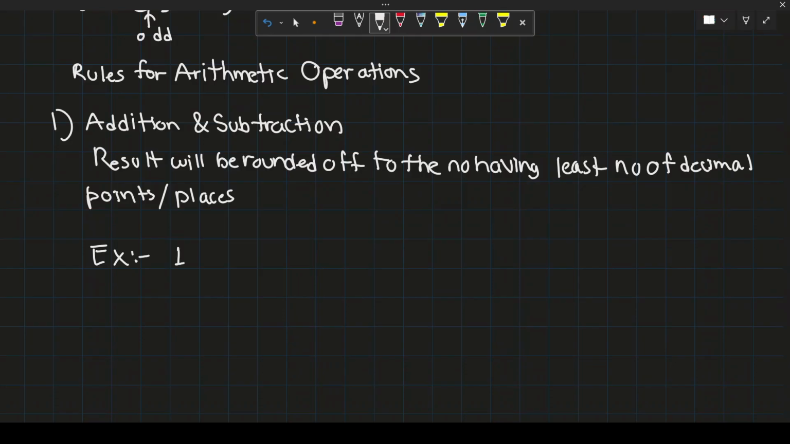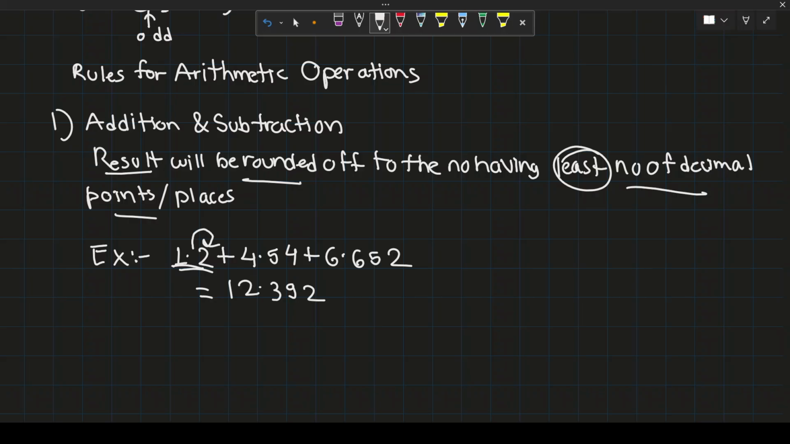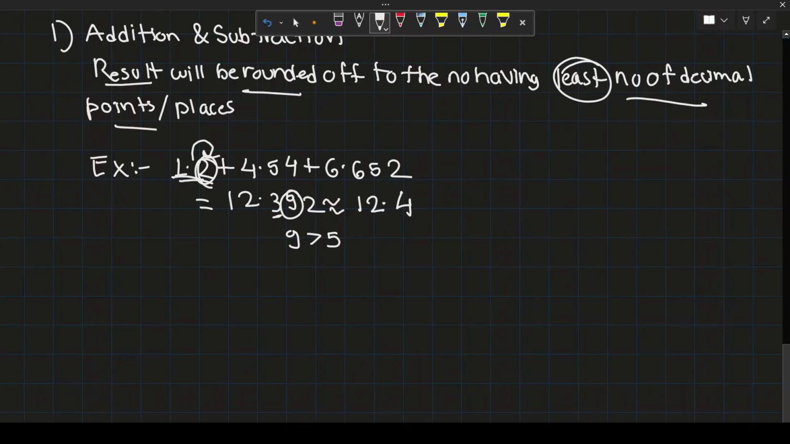Let's say we have 1.2 plus 4.54 plus 6.652, which comes out to be 12.392. What the rule says is the result should be rounded off to the number having least number of decimal points. As you can see here, 1.2 has the least number of decimal places, which is only 1. So this would be rounded off to 12 point. As you can see, the number after 3 is 9, and 9 being greater than 5, this would be rounded off to 12.4.